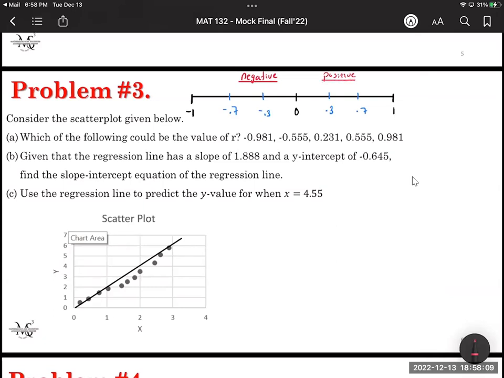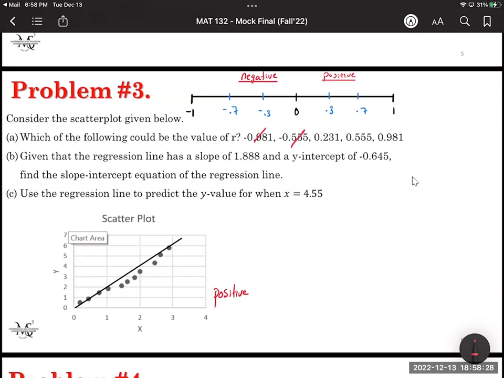Looking at your values of R, and then looking at this line I drew, do you think I have a positive correlation or a negative one? Positive. It's definitely going to be a positive one. So which values of R can I eliminate? The negative ones.